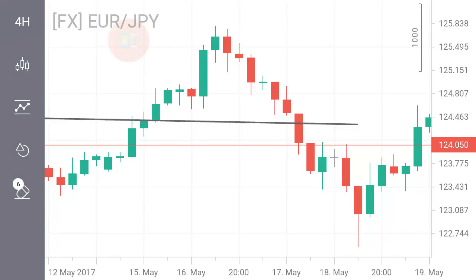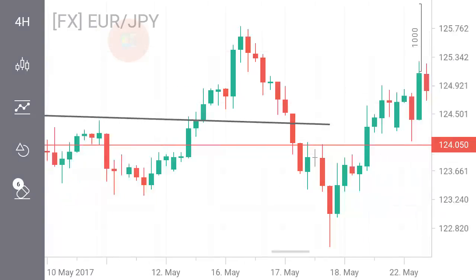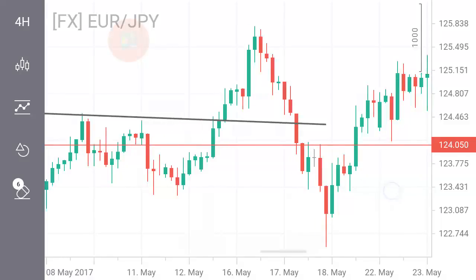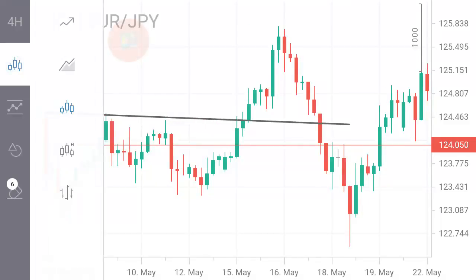We entered our short, we successfully came down till here. And if you focus, we have got a big support. Let's change it to bar chart.